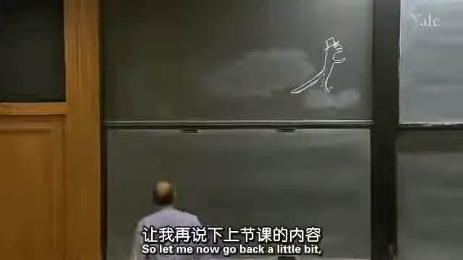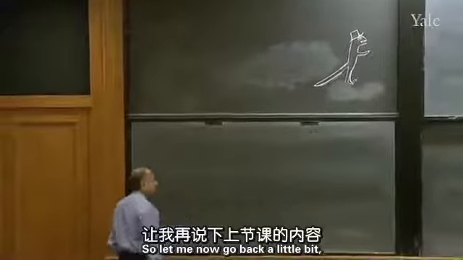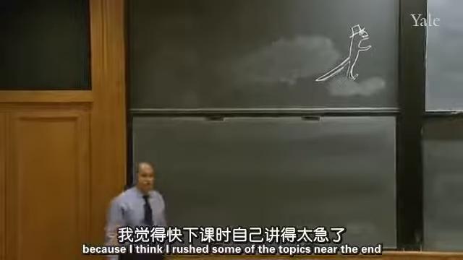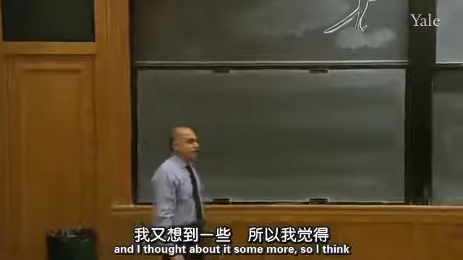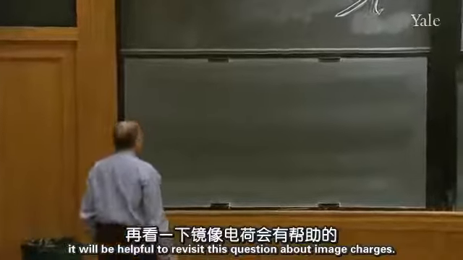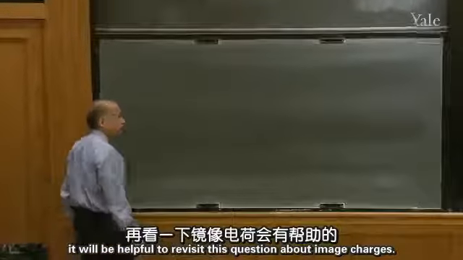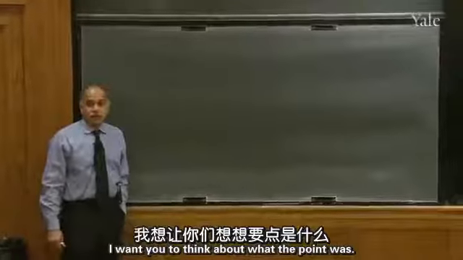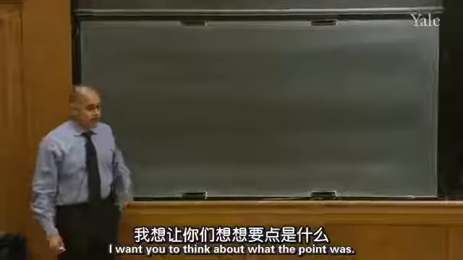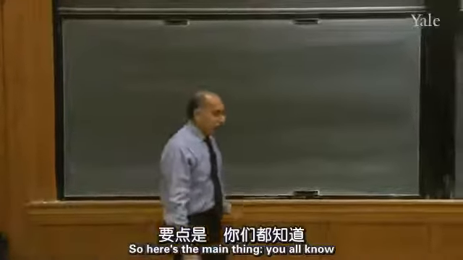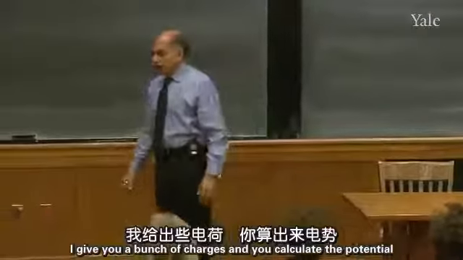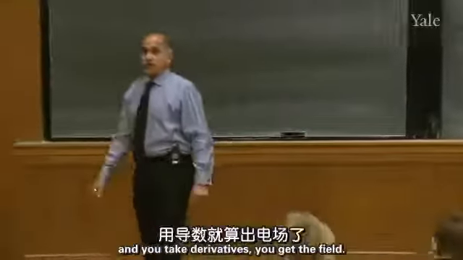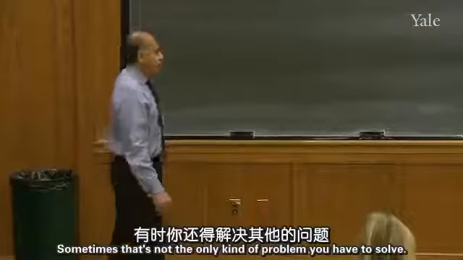So let me now go back a little bit, because I think I rushed some of the topics near the end, and I thought about it some more. So I think it'll be helpful to revisit this question about image charges. I want you to think about what the point was. So here's the main thing. You all know how to think about the potential or the field, right? I give you a bunch of charges, and you calculate the potential, and you take the derivative, you get the field.